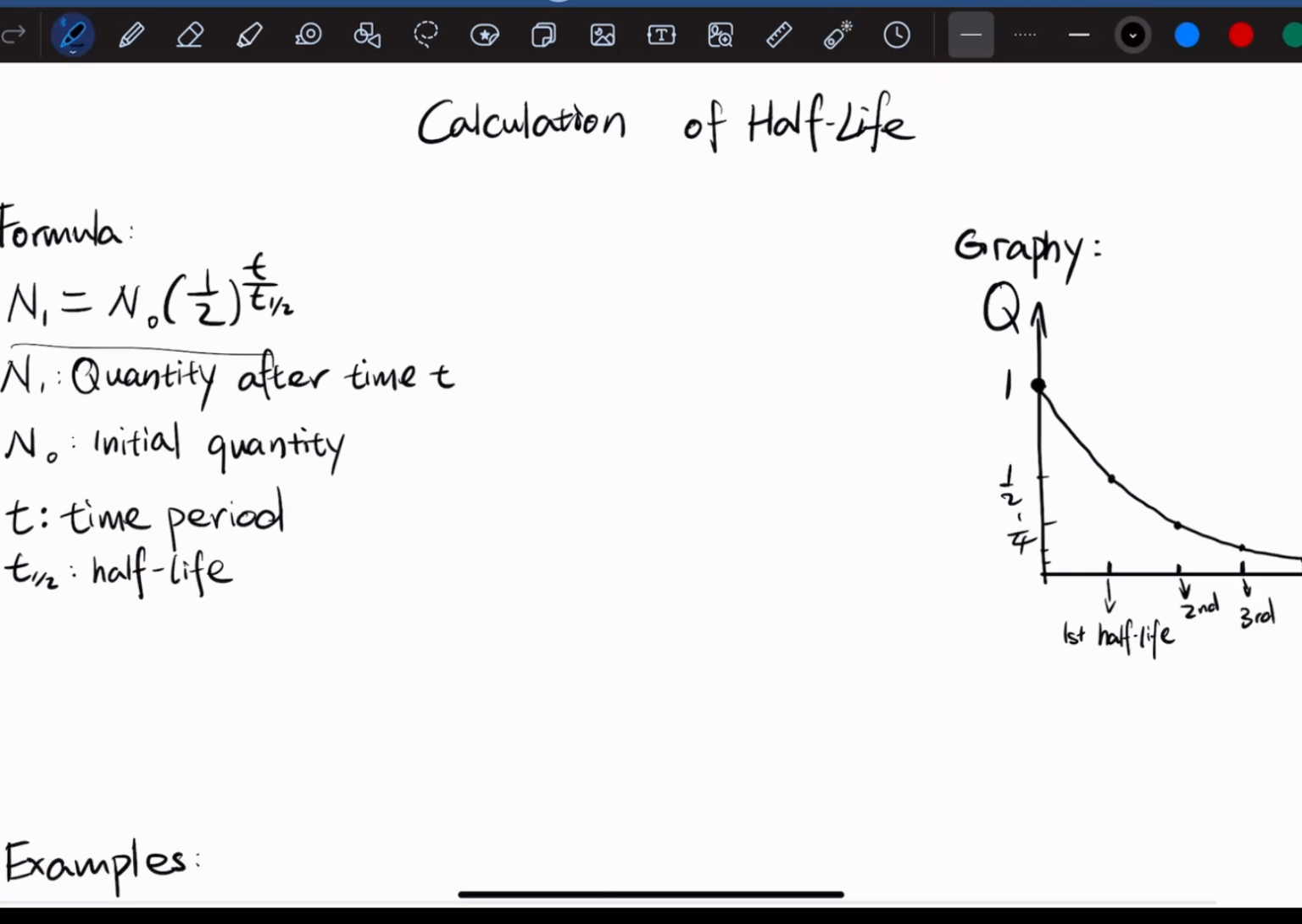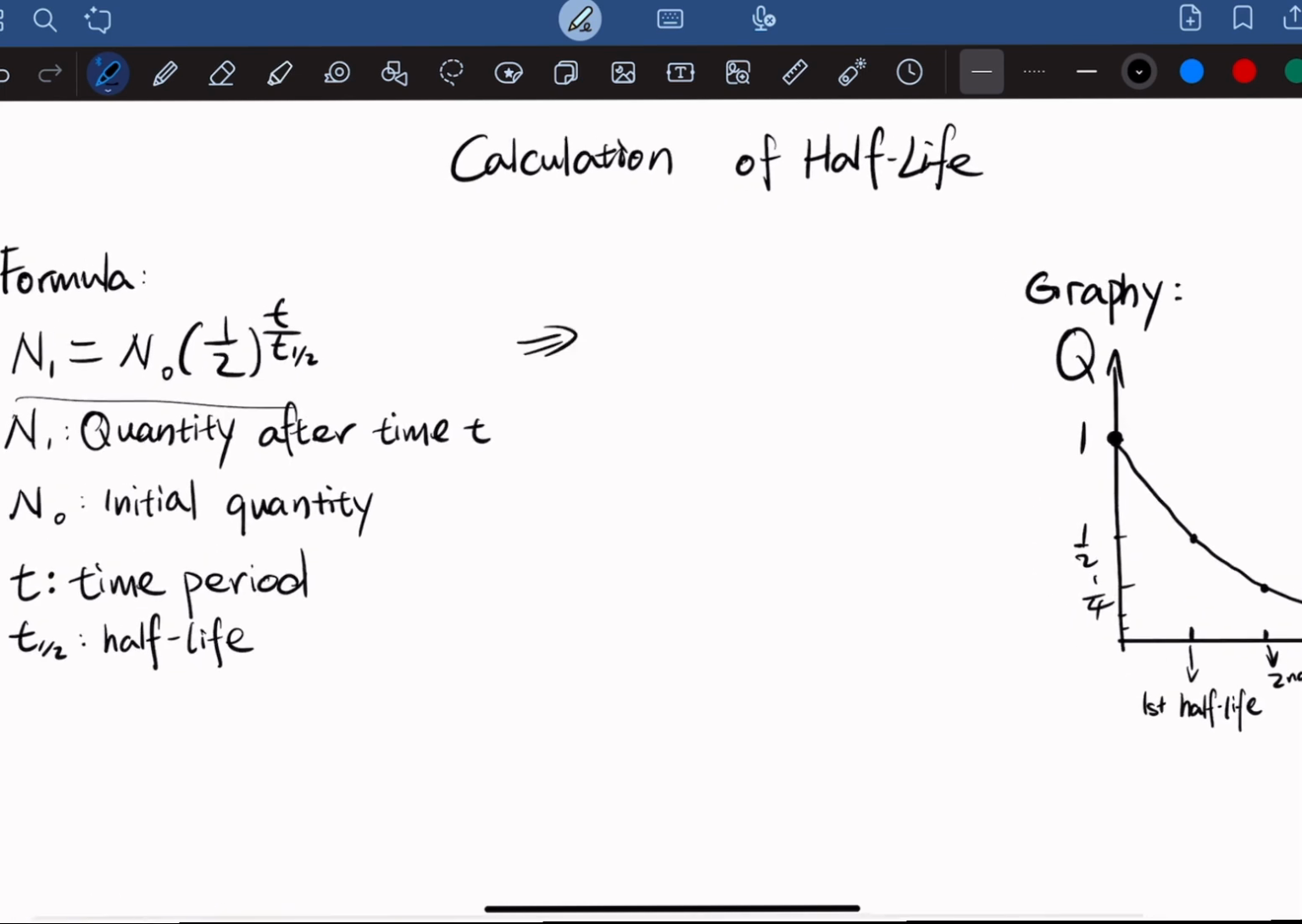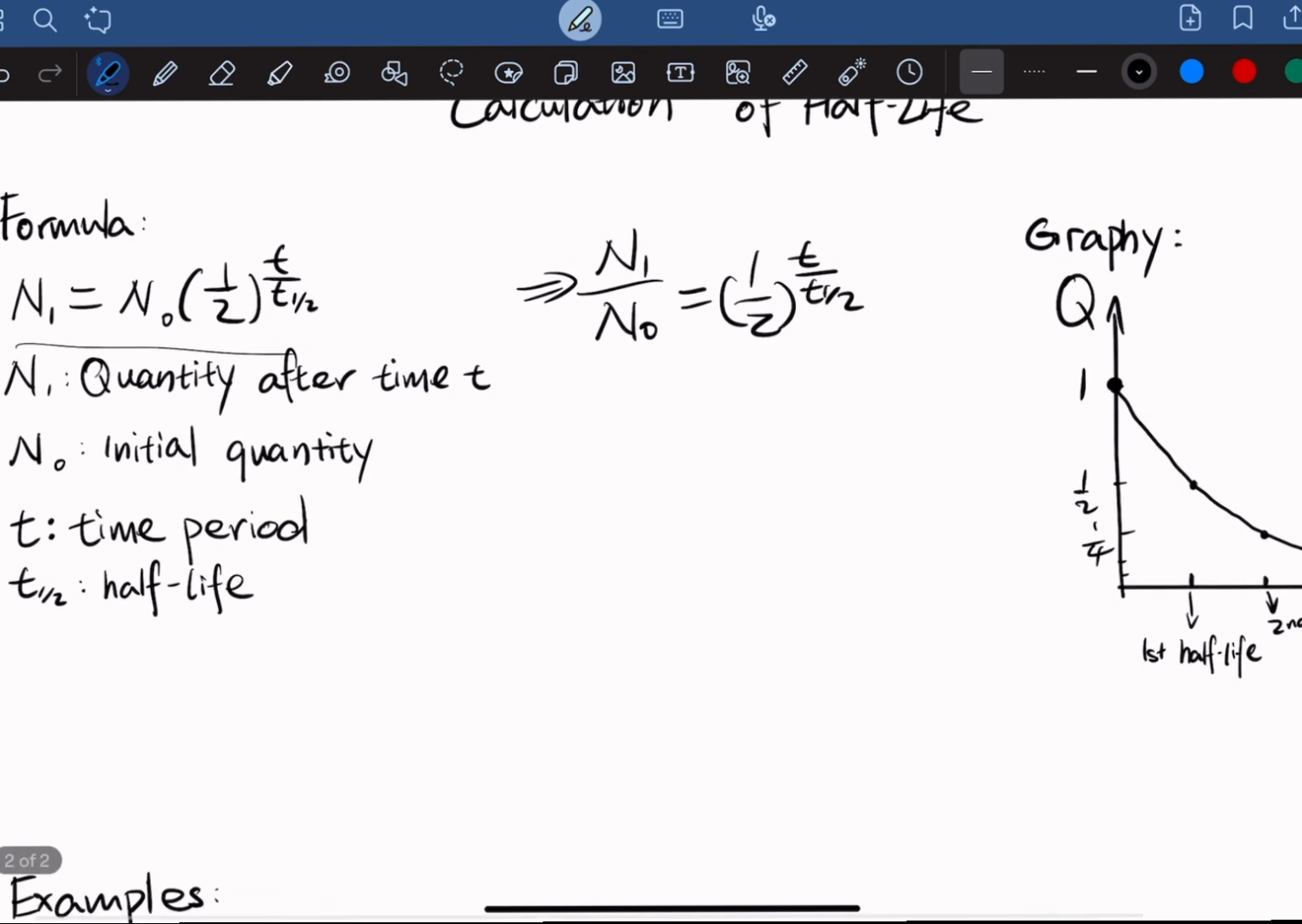Okay, now what if we know the quantity after time t, but we want to get the time t? Now this is how we convert this formula into another formula. First of all, we want to remove N0 on the right side. So N1 over N0 equals this. Okay, now we want to get t. So this is an exponential function, and we can rewrite it into another form of logarithmic function.